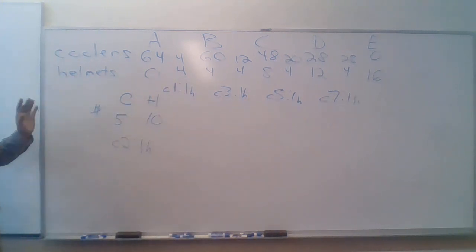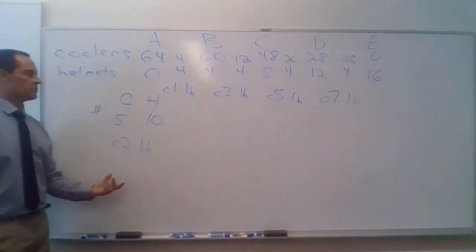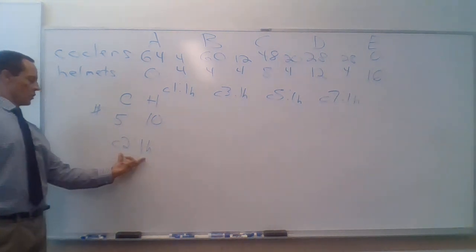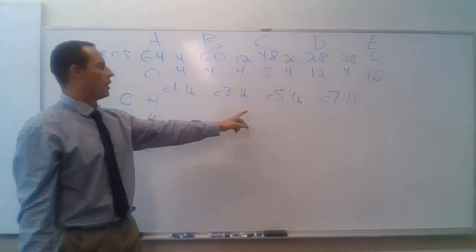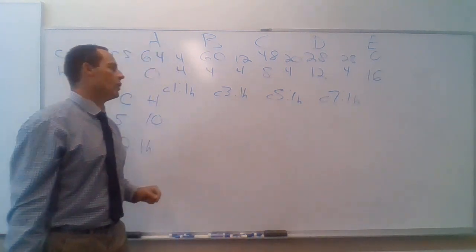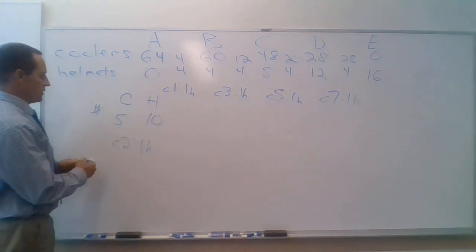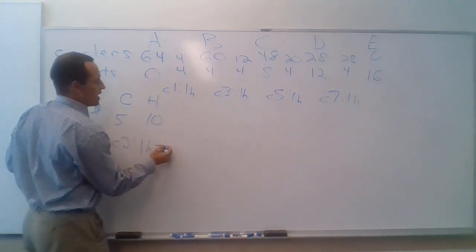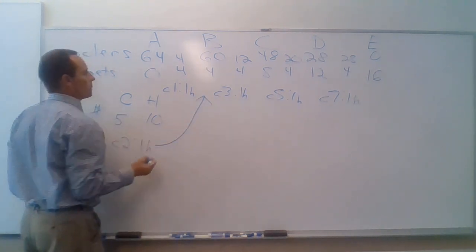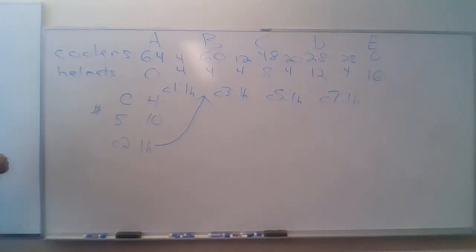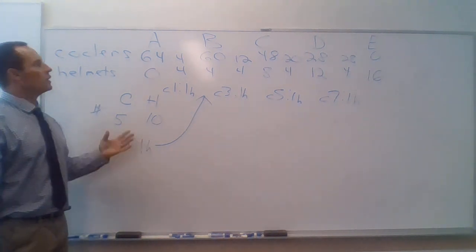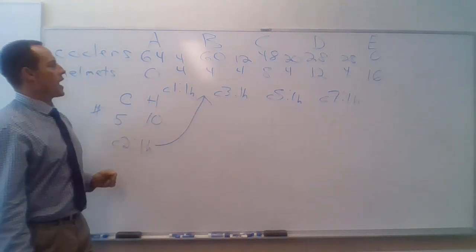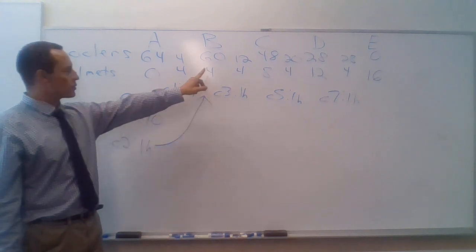But to avoid all of that, a simple shortcut is to ask, where does 2 to 1 fit among 1 to 1, 3 to 1, 5 to 1, and 7 to 1? And we see that it fits best right here. So when coolers sell for $5 a piece and helmets $10 a piece, the production goal that is worth the most money is production goal B.